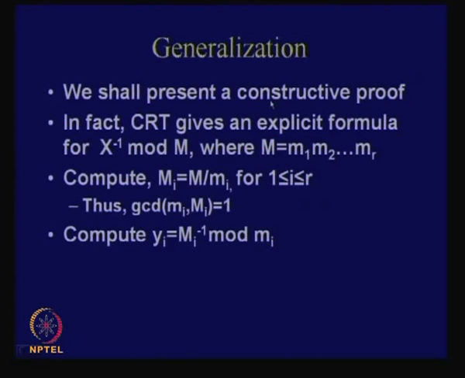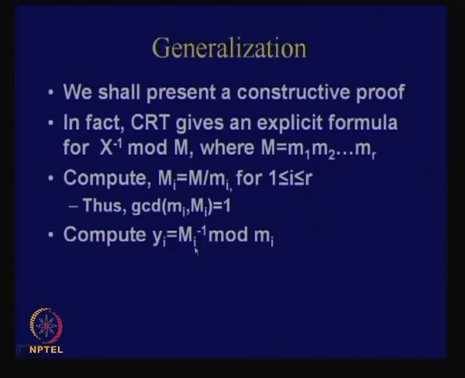So let us present a constructive proof. In fact this Chinese remainder theorem gives an explicit formula for computing x mod m, where m is equal to the product of m 1 to m r. For each step I compute capital Mi, where I divide m by small mi. So what is the GCD of Mi and small mi? It is of course equal to 1, because all these numbers are mutually coprime. If you divide m by mi, you have factored out mi, so therefore capital Mi has to be coprime with small mi.